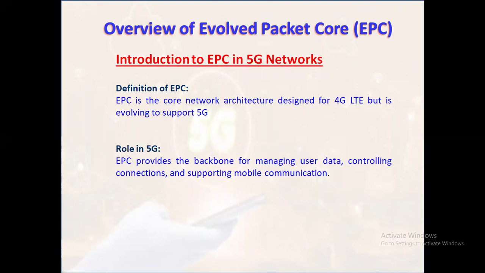The evolved packet core EPC is the central architecture originally developed for 4G LTE networks, designed to manage data transmission, signaling, and connectivity between mobile devices and the network. In the context of 5G, the EPC has evolved to support the new requirements and capabilities of 5G networks, especially in non-standalone NSA deployments where it works alongside 5G new radio, that is NR.